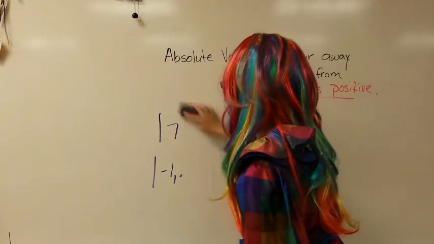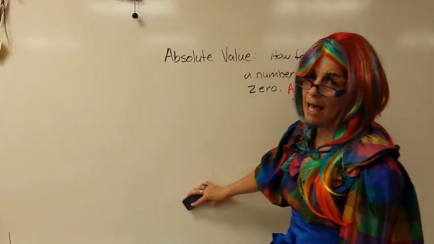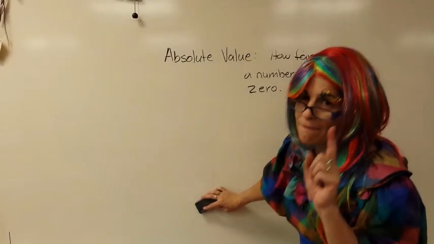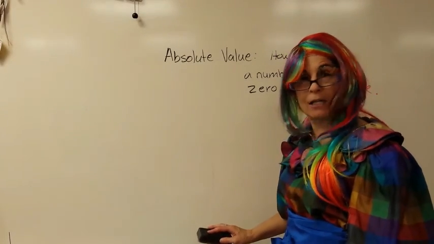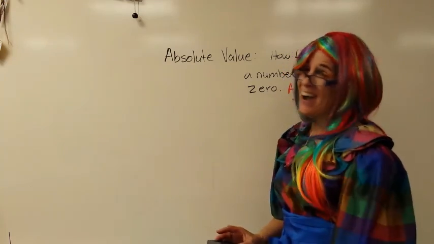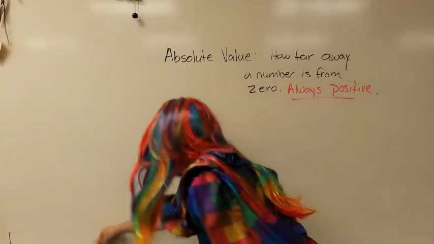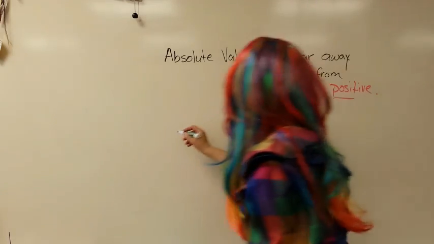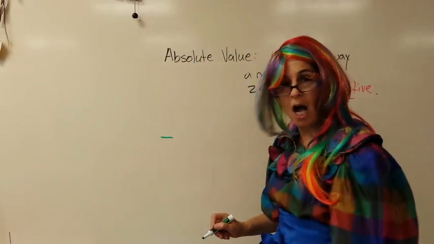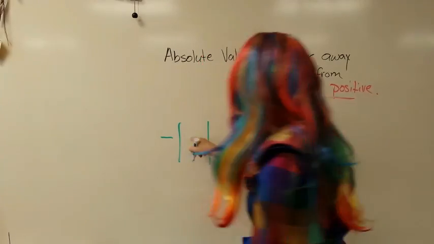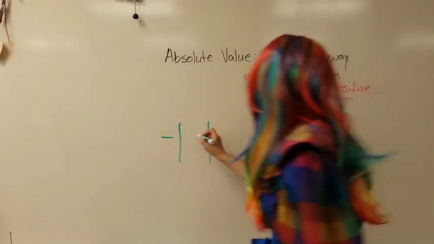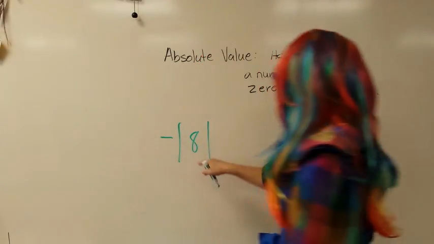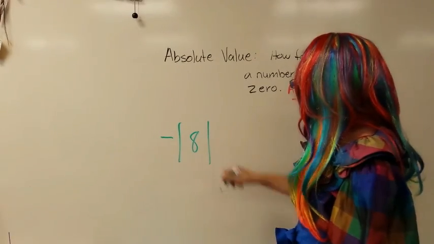But I've got to tell you, sometimes in math, they try to pull a fast one on you. They try to be a little tricky. But you, my little darlings, are smarter than that. So, watch this. What if there is a negative sign outside the absolute value sign? And they want to know, well, what is the absolute value of 8?